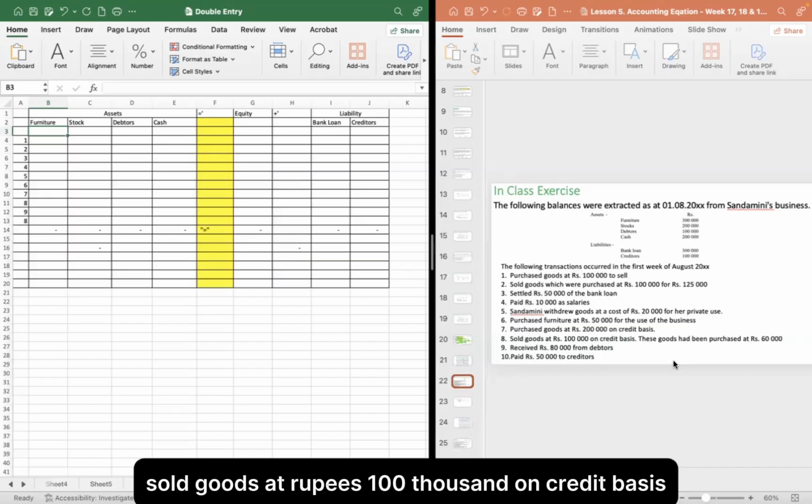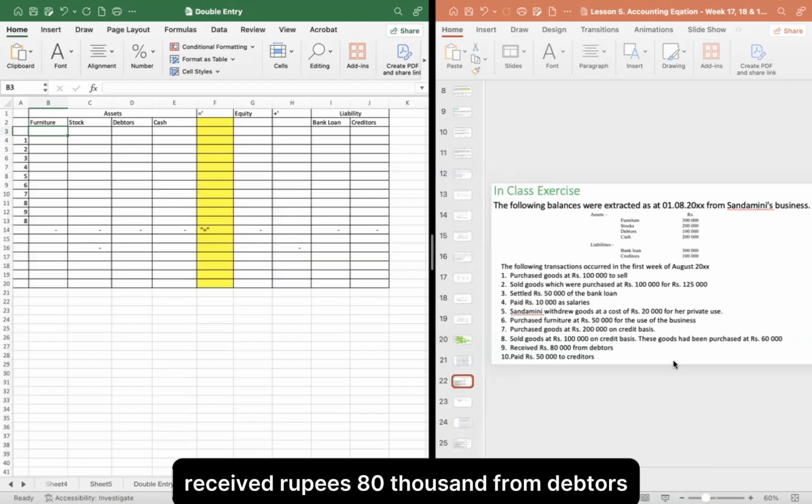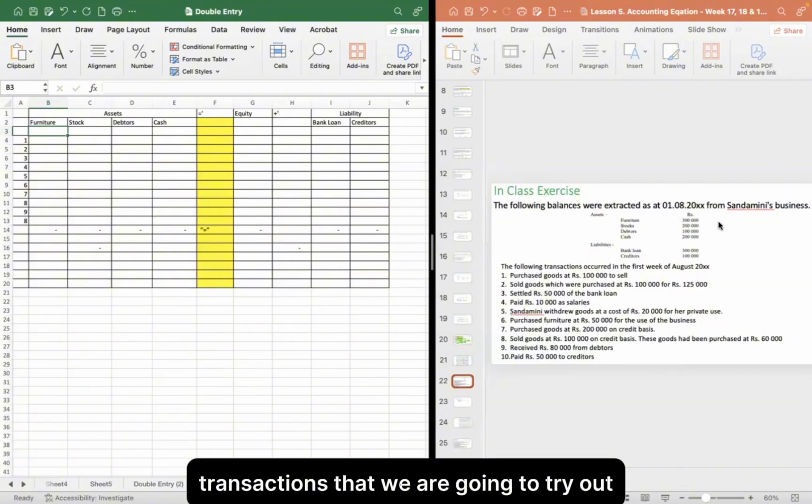Sold goods at rupees 100,000 on credit basis. These goods had been purchased at rupees 60,000. Received rupees 80,000 from debtors. Then paid rupees 50,000 to creditors. So those are the 10 transactions that we are going to try out.